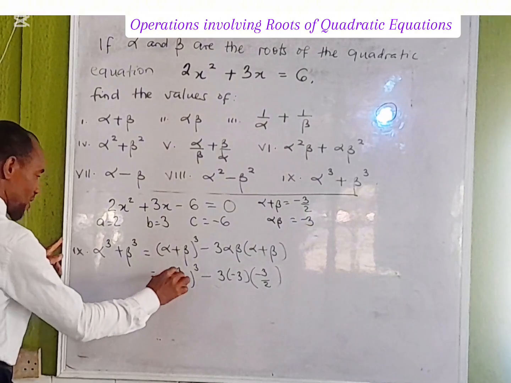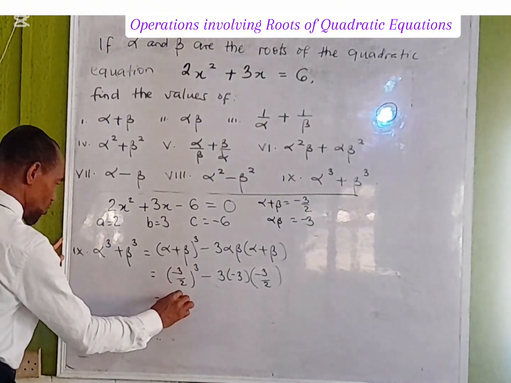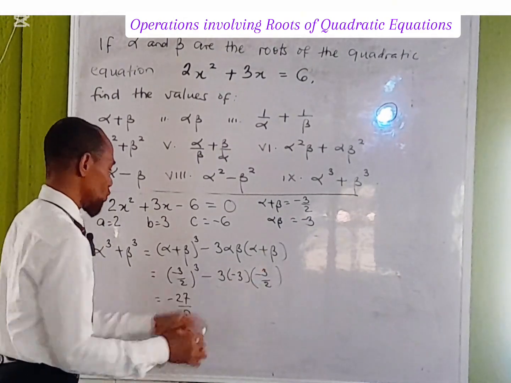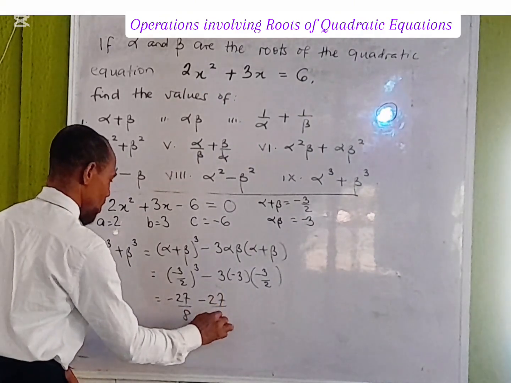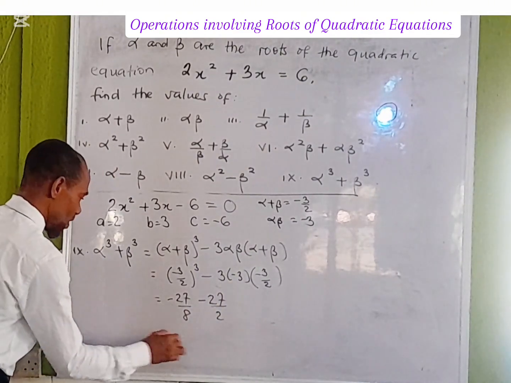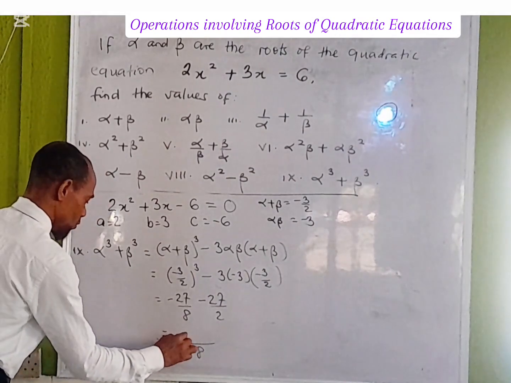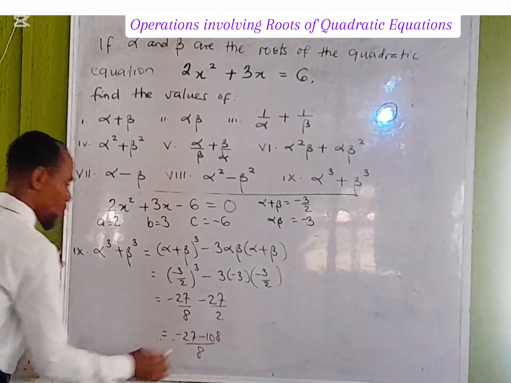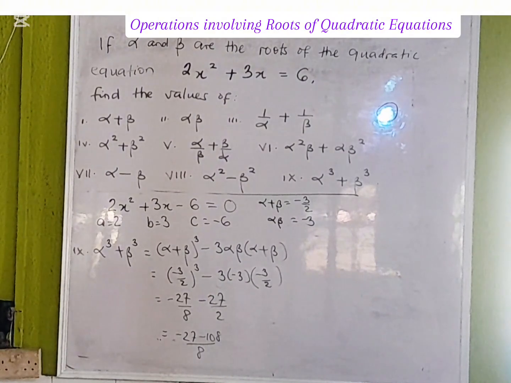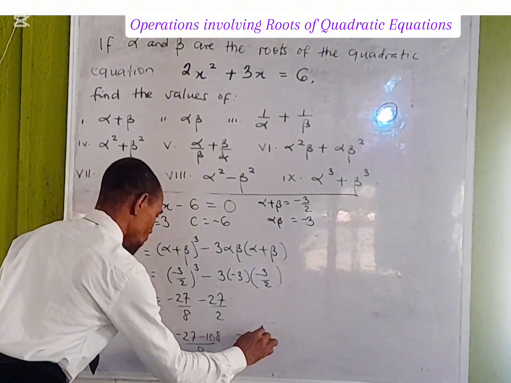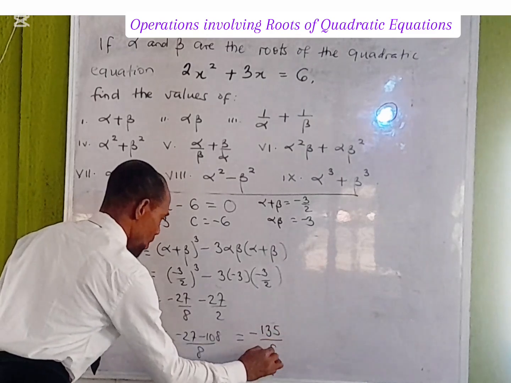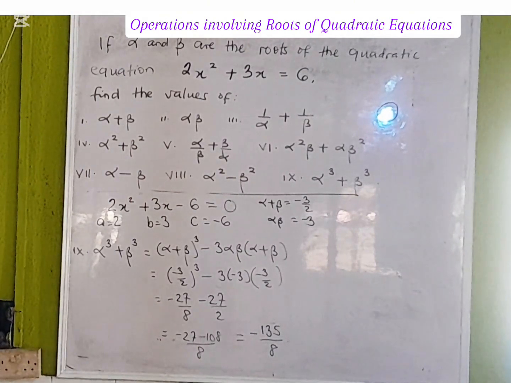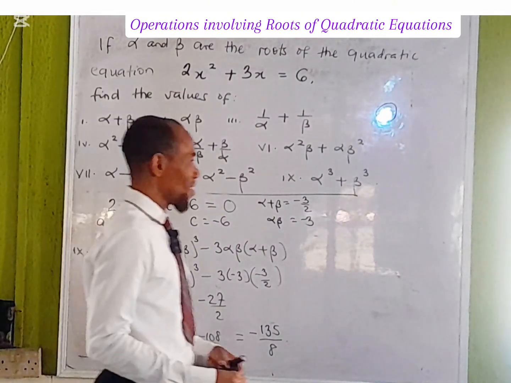So by simplifying, minus 3 over 2 cube, that is minus 27 over 8. Then we have minus 3 times minus 3 times minus 3 over 2, which is minus 27 over 2. So when we simplify this, the LCM is 8, of course. That's minus 27, minus 4 times 27 is 108. And when you do that, we're going to have minus 135 over 8. And that is the solution to the 9 questions on this aspect of quadratic equations.